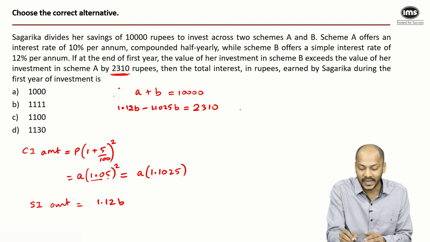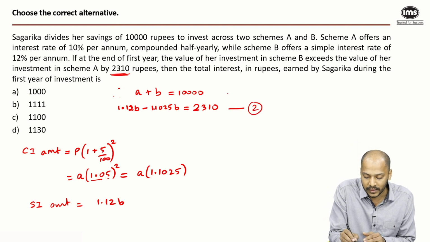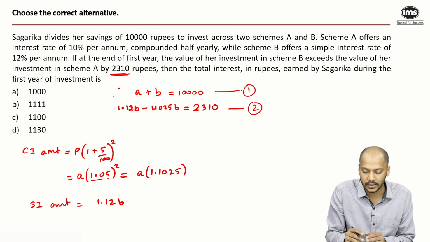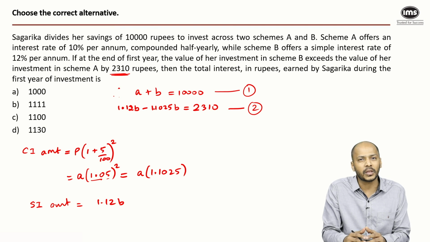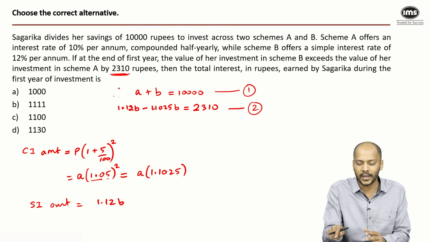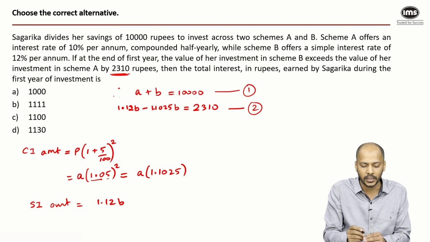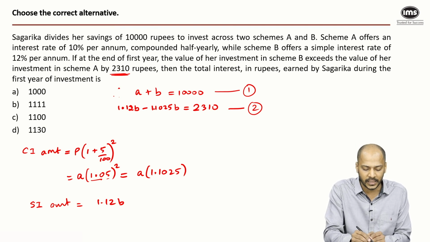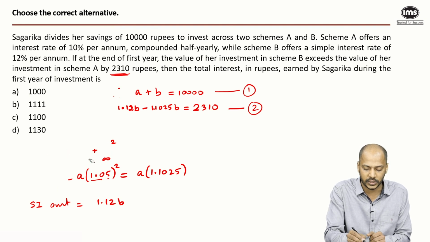So this is the second equation that we have, and the first equation that we had was this. There are 2 variables and 2 equations involved. If we solve them, we should be able to get the values of A and B, and hence we should be able to calculate the interests and get to the answer. So I'll erase the working that I had done earlier, and I'll come to the solving of these equations.